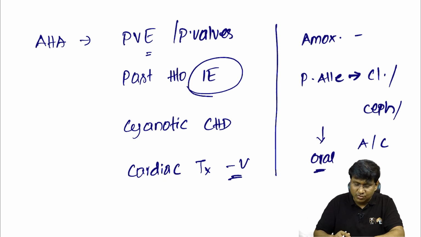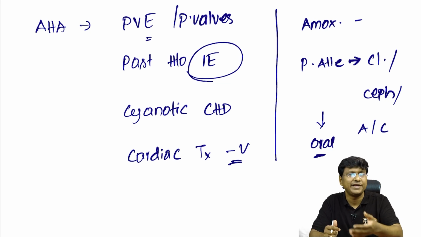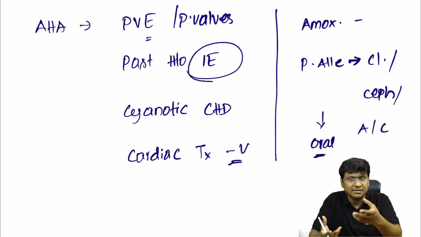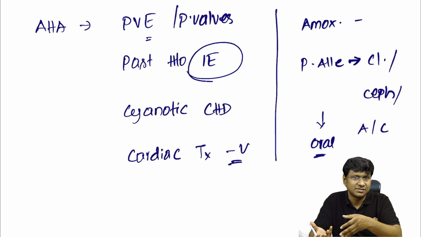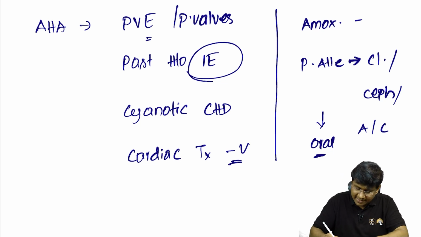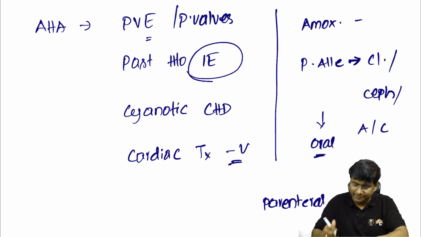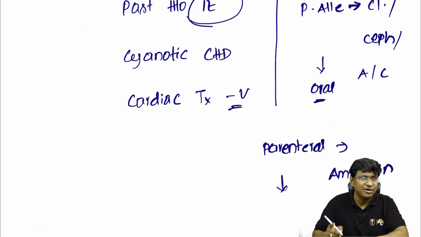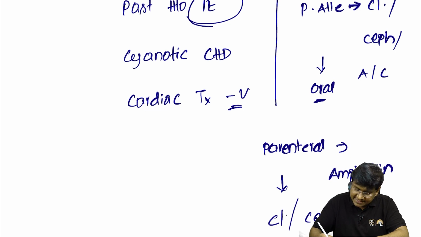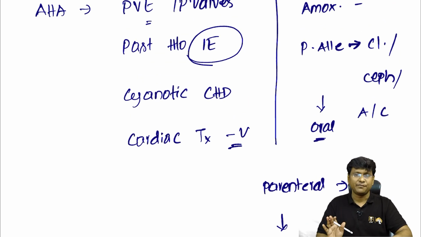But most of the time the patients who are undergoing surgery are put in the NPO status, right? Nil per oral. So parenteral antibiotics are required. In those individuals who are not allergic to penicillin, we can give ampicillin. But in those who are allergic to penicillin, the parenteral antibiotics that can be given are clindamycin, or you need to give cefazolin. So this is about the infective endocarditis prophylaxis.